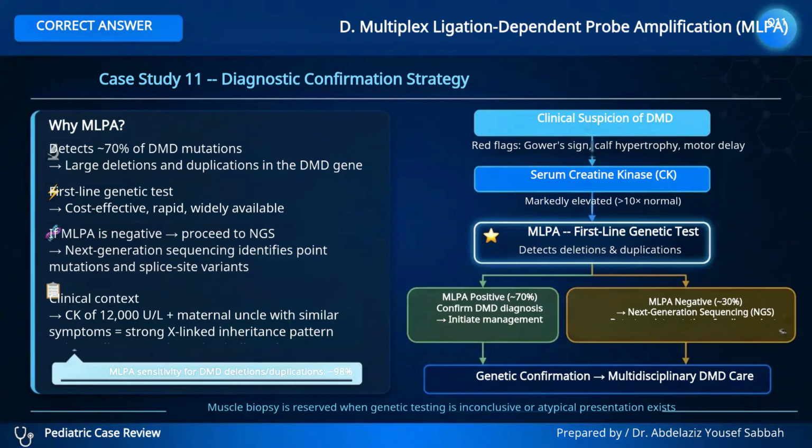In this case, the creatine kinase of 12,000 units per liter combined with a maternal uncle with similar symptoms strongly suggests an X-linked inheritance pattern and makes immediate genetic testing indicated. Multiplex ligation-dependent probe amplification has approximately 98% sensitivity for Duchenne muscular dystrophy deletions and duplications. Muscle biopsy is reserved when genetic testing is inconclusive or atypical presentation exists.